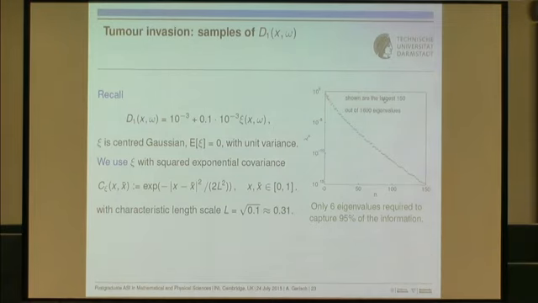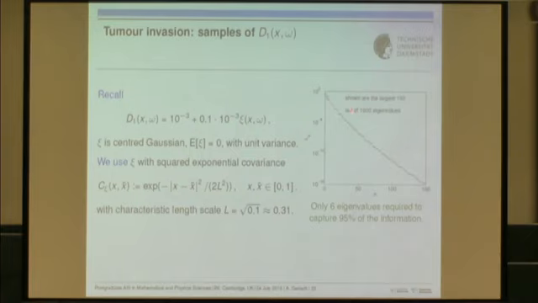And if you do this for our random motility coefficient, where psi is now a centered Gaussian with expected value 0, that's what this means, and with unit variance, then we use a squared exponential covariance function here, which is frequently used and gives you rather smooth results.